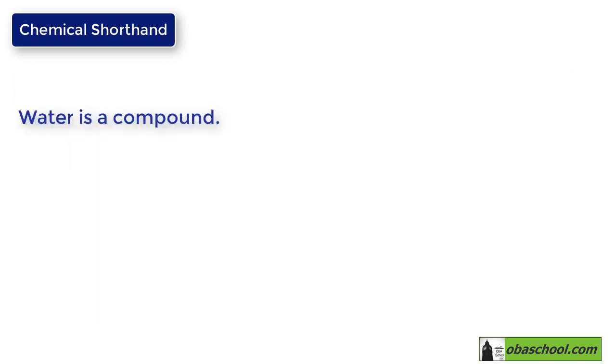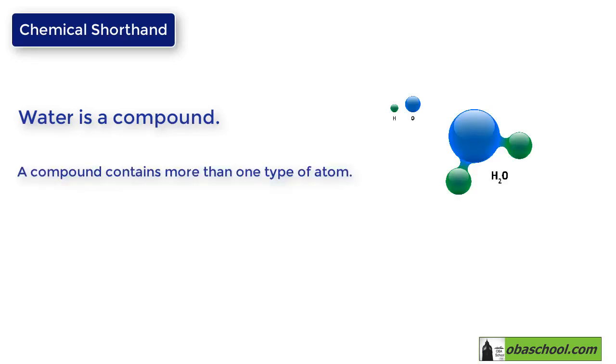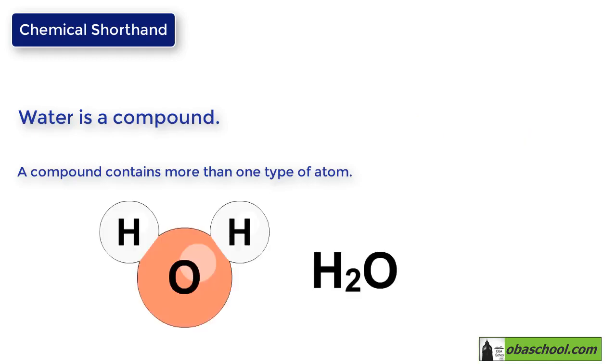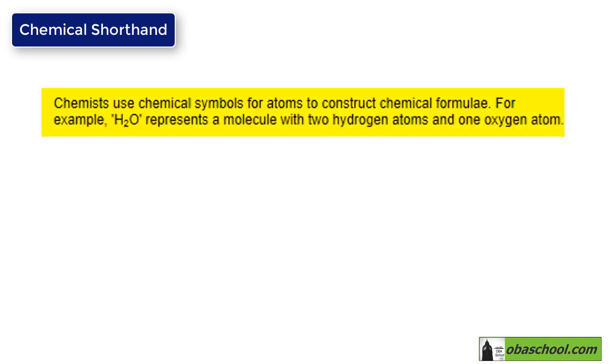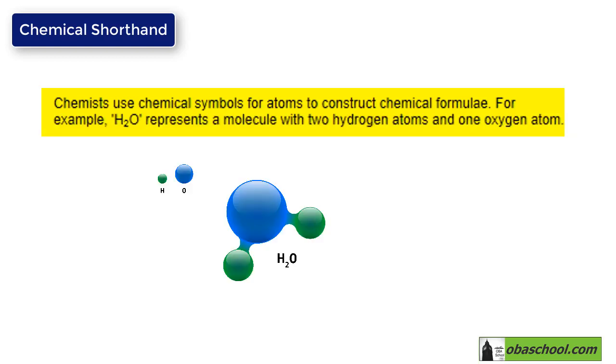An example of a compound is water. A compound contains more than one type of atom bonded together. And this is how water is represented in chemical shorthand. You can see two hydrogen atoms bonded to an oxygen atom. The chemical formula of water is H2O. In fact, chemists use chemical symbols for atoms to construct chemical formulae. So H2O represents a molecule with two hydrogen atoms and one oxygen atom.